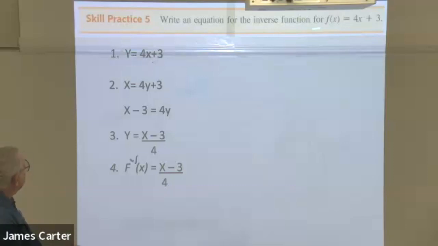Step 1, replace f of x with y. Step 2, interchange x and y. Step 3, isolate the y. Step 4, write it in the f inverse notation. And that's supposed to be a negative right there. Remember, that is not a power. It's just a notation. So supposedly, if we did the compose thing on these two equations, I would come out with 1x both ways.